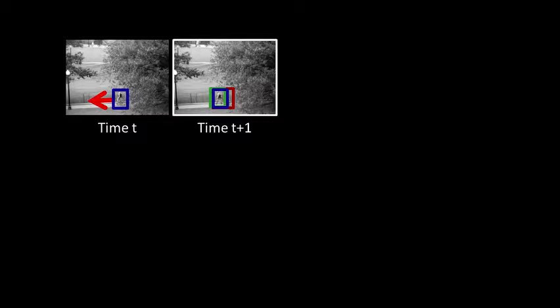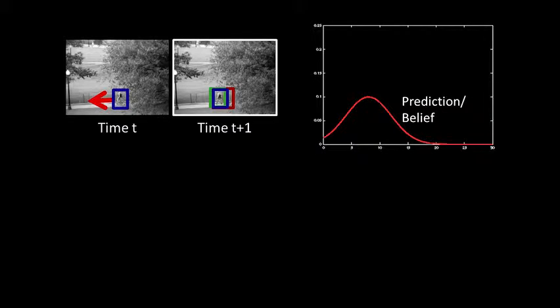So to give you, again, still a little bit of intuition, but getting a little more formal. Here we have that same person walking at time t, and then there's a question of what do we do at time t plus 1. The idea is that from time t, we have some prediction or belief, indicated here in red, of where we think the person is. That's our prior. So before we take any measurements at time t plus 1, this is our belief.